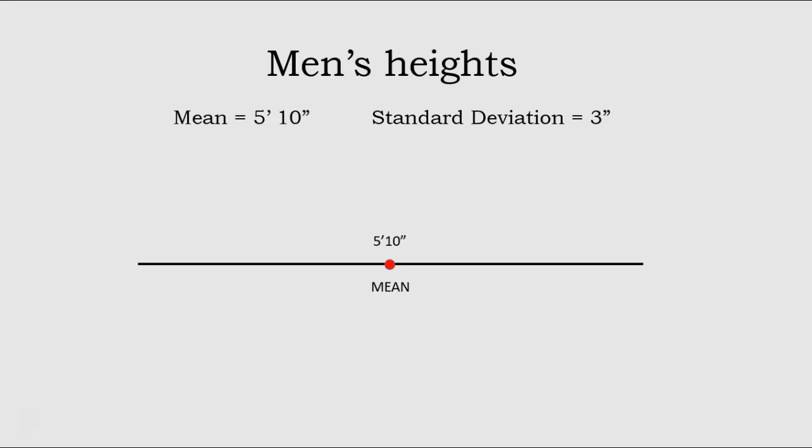We're thinking of our standard deviation, remember, as a built-in measuring stick. So I'm going to measure off 1 standard deviation above the mean. Here, each standard deviation is 3 inches, so this takes us from 5'10" up to 6'1". Similarly, if I measure off 1 standard deviation below the mean, since each standard deviation, again, is 3 inches, this drops us from the mean of 5'10" down to 5'7".